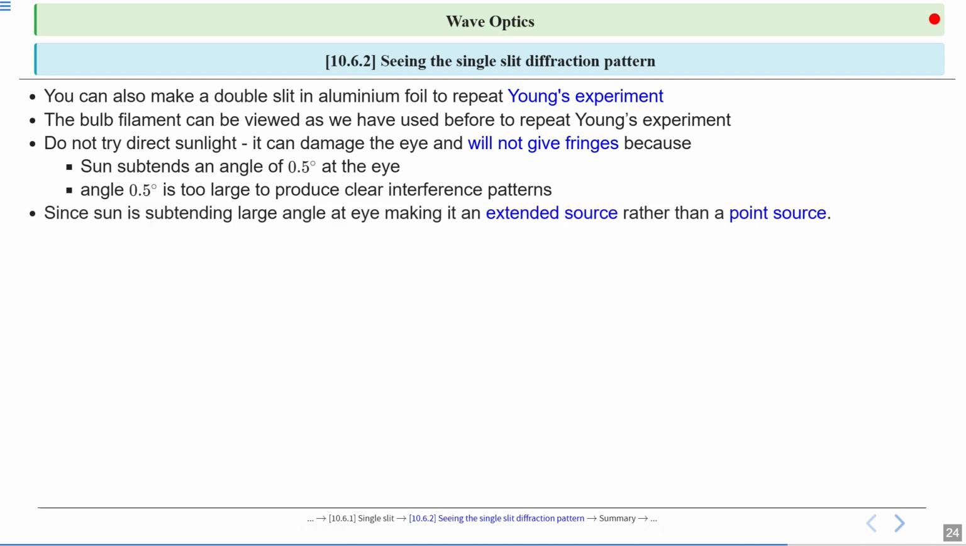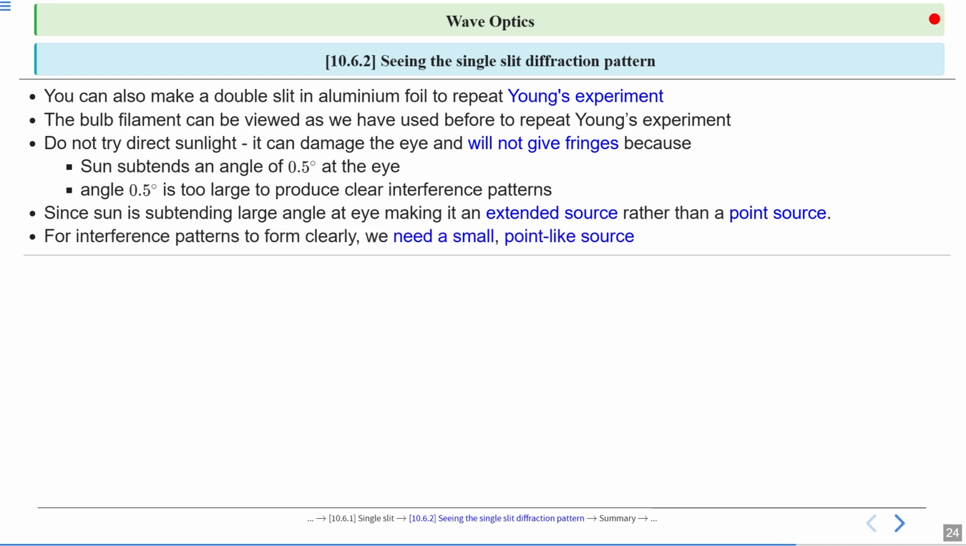Since the sun subtends a larger angle at the eye, it acts as an extended source rather than a point source. This distinction is crucial because only point sources can produce the clear interference pattern we need for Young's experiment. To form clear interference patterns, we need a small point-like source of light. This is why using a bulb filament or a laser is effective. They provide the coherence and point-like nature necessary for observing interference in wave optics.